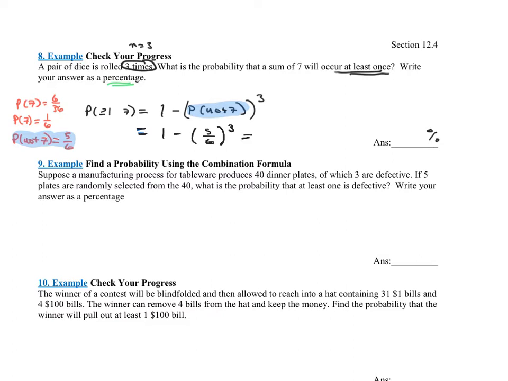I'm getting 0.42, rounded to the nearest hundredth, and as a percentage then, that would be approximately 42%. So what's the probability of getting 7 at least once in 3 rolls? You have a 42% probability.